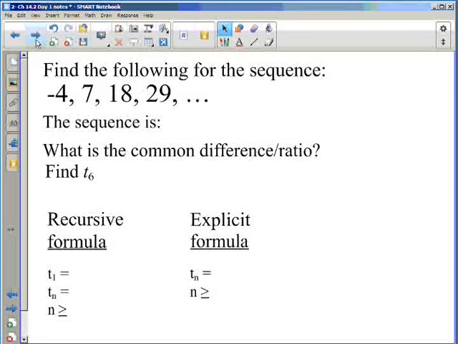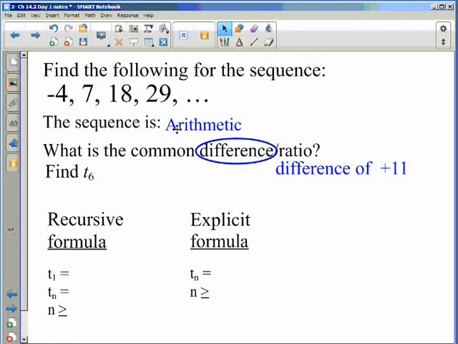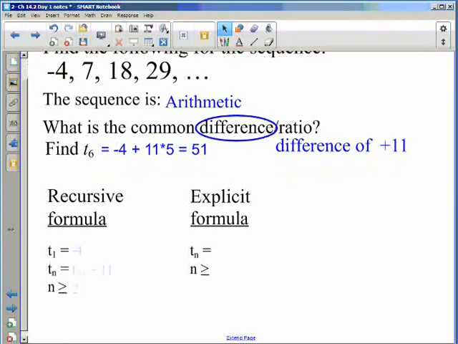All right, this sequence we saw before, it's arithmetic. What's the common difference or ratio? In this case, it is a common difference. And that common difference is plus 11, or positive 11. To find the sixth term, we take the starting value and do 5 changes to it, in this case plus 11, 5 different times. And then our recursive formula starts with negative 4, looks at the previous and adds 11 to get the next. And for explicit, we would simply take the starting value and add n minus 1 changes to get the nth term.